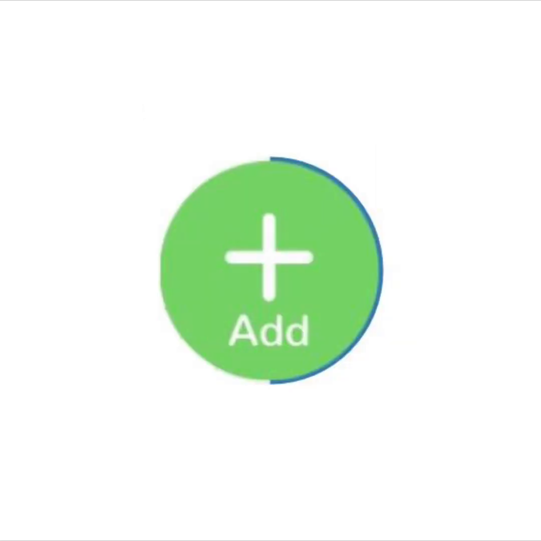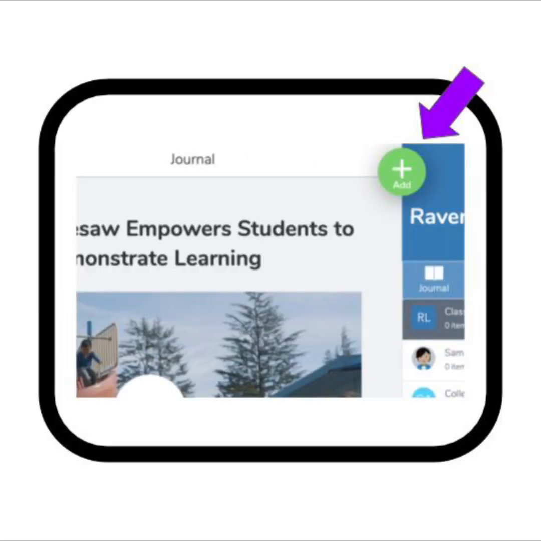We are going to learn how to make a video in Seesaw using your tablet. Make sure you are logged into Seesaw and ready to go. Find the Add button to add something new to your journal. You can find the Add button here at the top of your screen. Tap the Add button now.